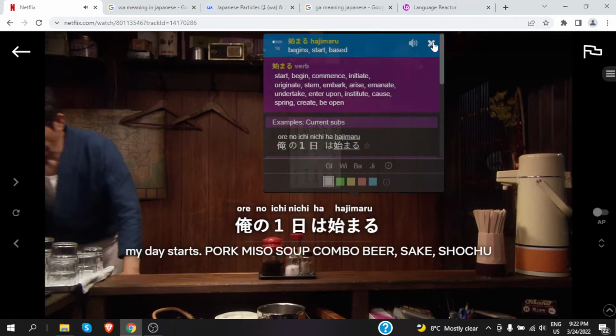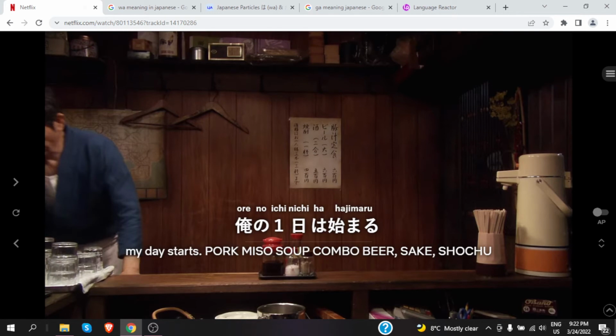Hajimaru. Maybe you know hajimemashite is used for nice to meet you at the start when you first meet someone. So haji means begins. Hajimaru. The possessives are weird in Japanese. It's like my of day begins. Ore of day begins.